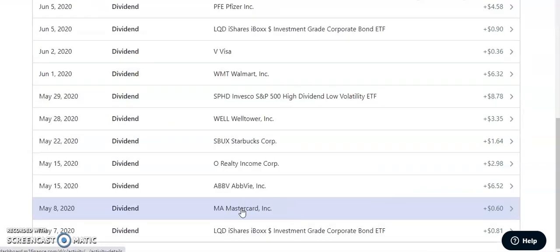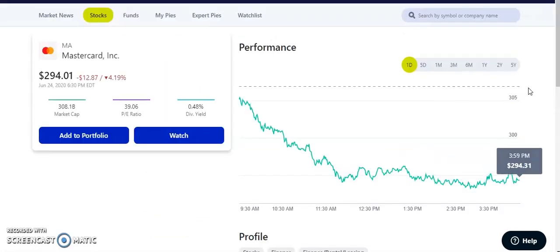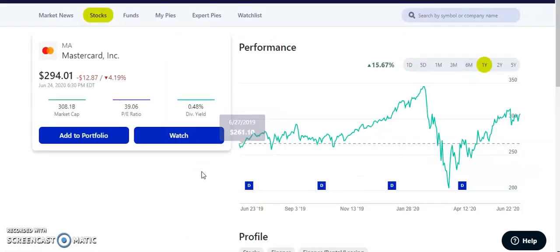Next up after that, we have May 8th, 2020, ticker symbol MA, which is going to be MasterCard. So MasterCard, I don't own too many shares in the portfolio, but they paid us out 60 cents, and that all adds up. If we take a look at their details right here, they have a market cap of 308.1 billion. Their dividend is 0.48%, and right here they pay a quarterly dividend of about 33 cents each quarter, and now it's about 40 cents.